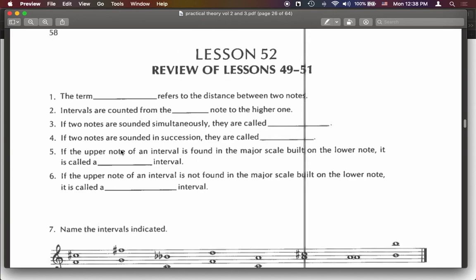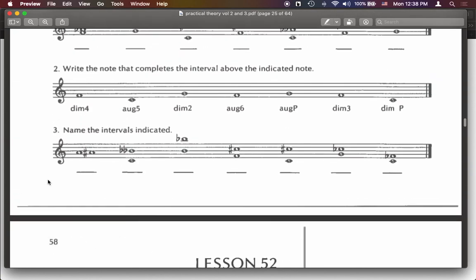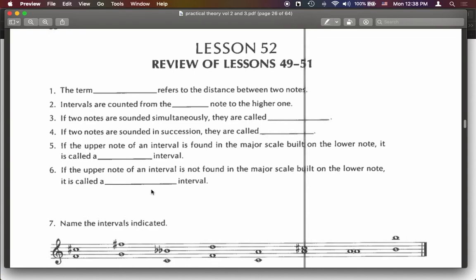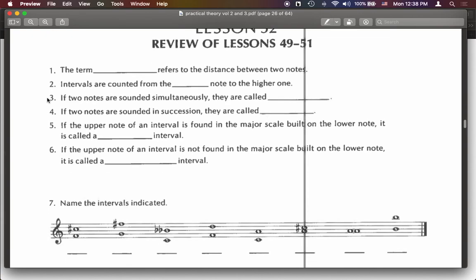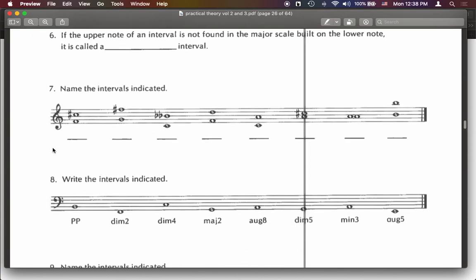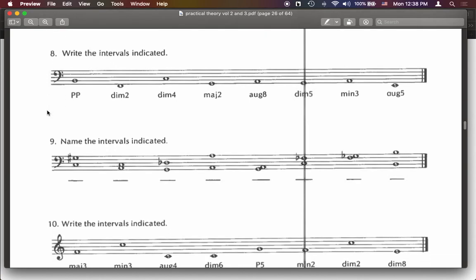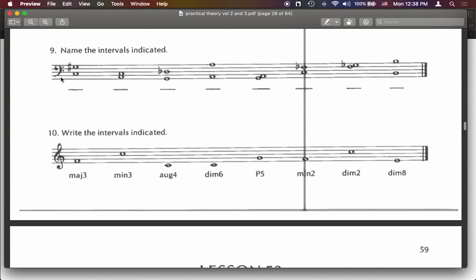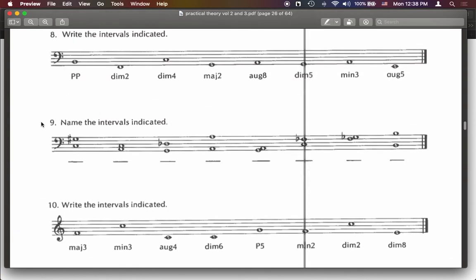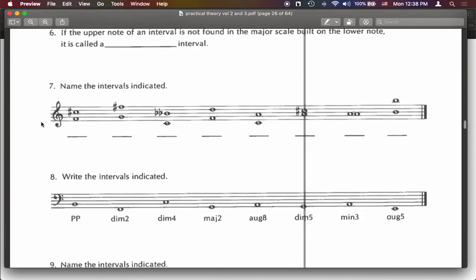All right. The review is here, which should be easier. If you have trouble there, you will definitely be able to get the review. Find these in the couple pages before, up to 49. Name your intervals. Some will be diminished or augmented, or major or minor. Write the intervals. Name the intervals, bass clef, and then write the intervals. That same skill.